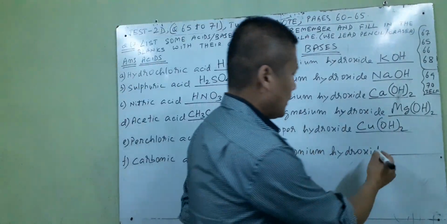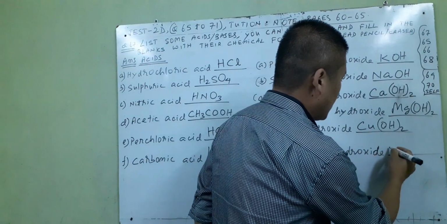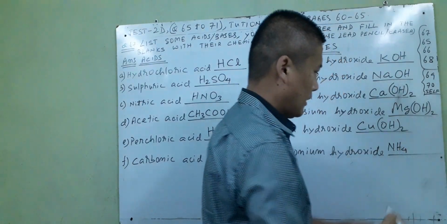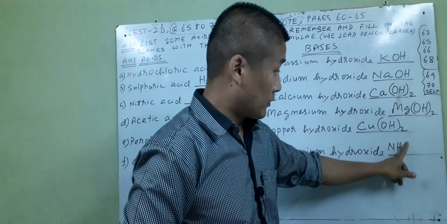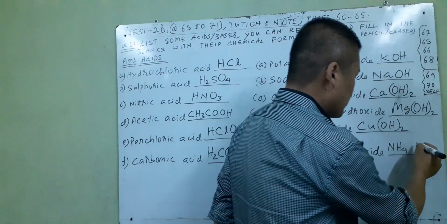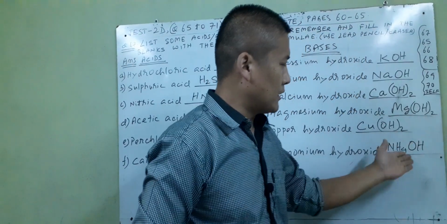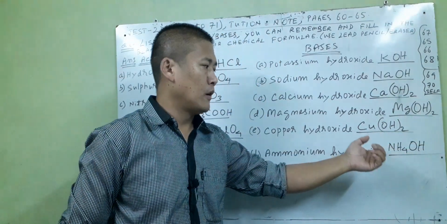Ammonium ion, hydroxide, okay, this one, D. NH4 1 plus. This 4 is not at the top, it's at the bottom, so the valency is only 1. Hydroxide ion we know is OH1 minus. So both valency 1, so the formula is NH4OH.